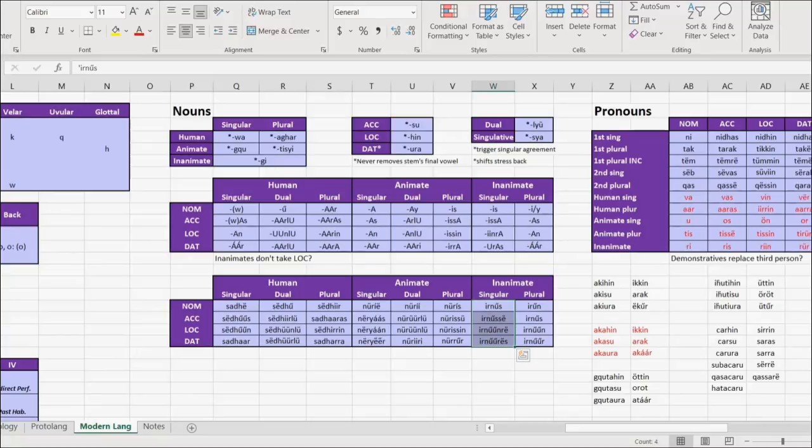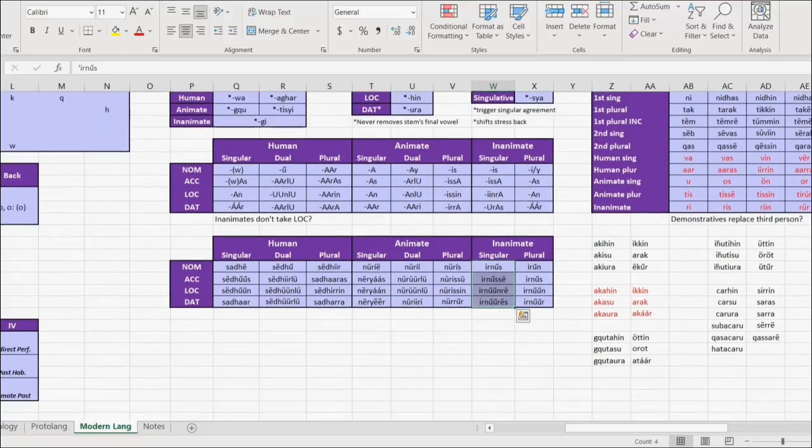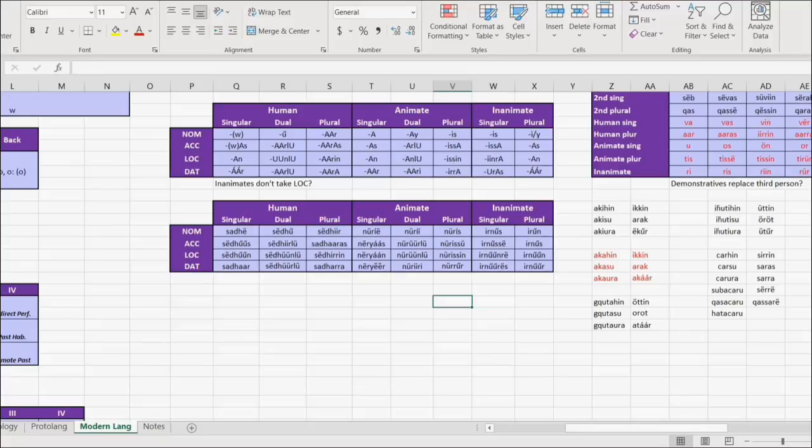But one thing that I brought up ages ago, and kind of forgot about, is the concept of differential object marking for inanimates. So I may or may not have explained this before, but in a lot of languages, the case that is assigned to the direct object of a verb will depend on certain semantic properties of the direct object, with the most common instances involving animacy and or definiteness.